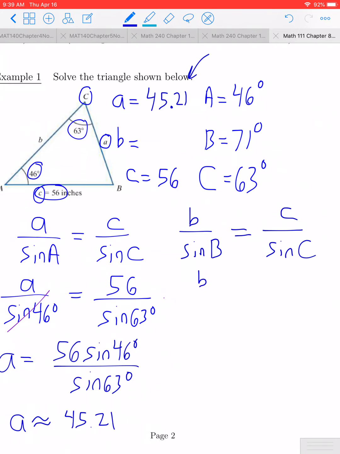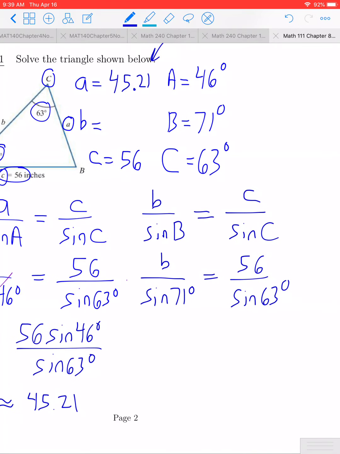So side B divided by the sine of its angle. Angle B was 71 degrees. This should be equal to side C, which is 56, divided by the sine of angle C, which is 63 degrees. You would go ahead and solve for B the same way. Multiply both sides by sine 71 degrees, and we would find that the exact value of B is 56 times the sine of 71 degrees divided by the sine of 63 degrees.